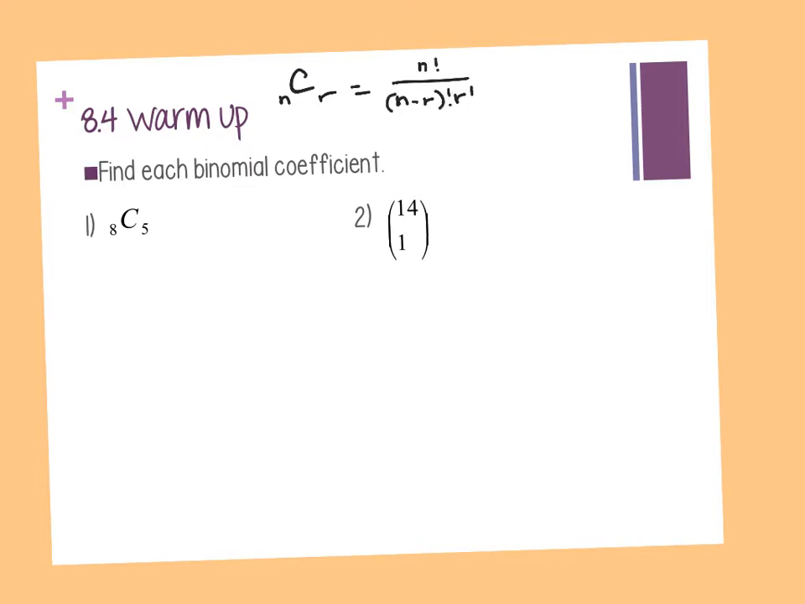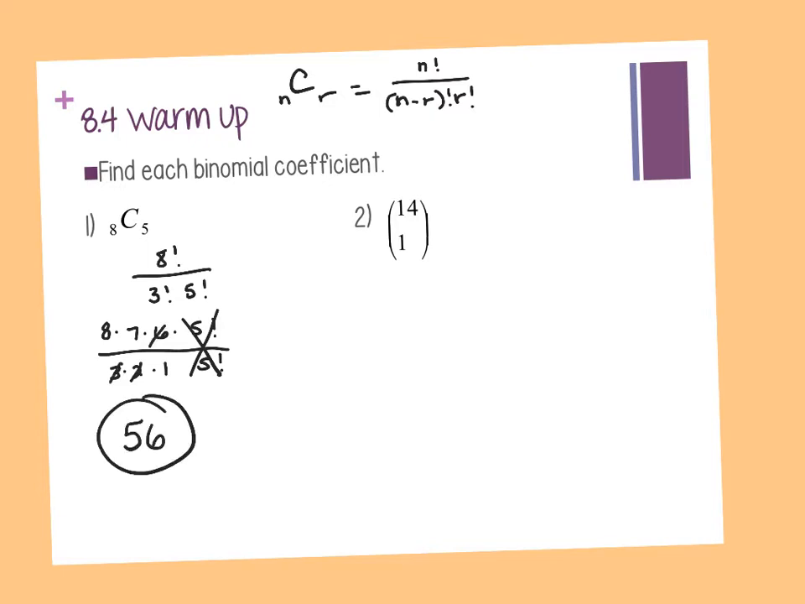factorial times R factorial. So for number 1, it would be 8 factorial over 8 minus 5, which is 3 factorial times 5 factorial. We're going to break the 8 down until it hits the larger factorial on the bottom, which is that 5. And then break down the 3, the 2, the 1. These cancel. 2 and 3 go into 6, canceling it out, and I get just 56.